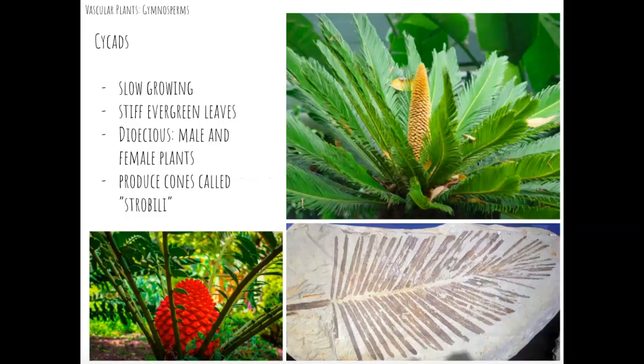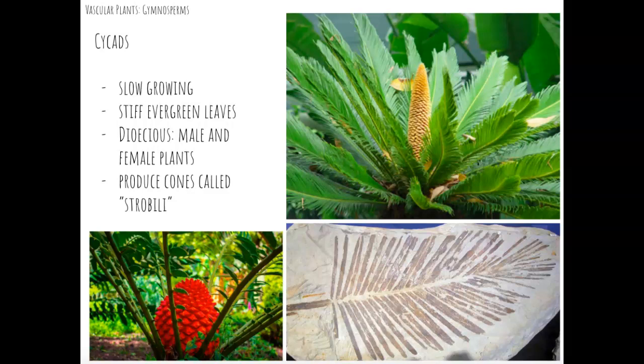The first type of gymnosperm that we're going to discuss in more detail are the cycads. These, at first look, quite a bit like ferns, which we discussed in the last lecture. But if you were to touch the leaves of a cycad, they're actually very thick and stiff in comparison to the soft and sort of typical leafy feel of a fern leaf. Cycads are very slow growing. They have very stiff evergreen leaves, meaning that they generally are green year-round. And they are dioecious, meaning that they have separate male and female plants.